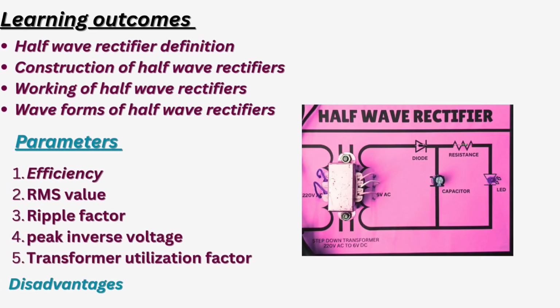In today's video, we'll learn about the half wave rectifier. This is one type of rectifier. In this video, we will see the complete information about the half wave rectifier, like its definition, its construction, its working, and the waveforms. And also we will see the parameters of the half wave rectifier, like efficiency, RMS value, ripple factor, peak inverse voltage, transformer utilization factor. And also we will see the disadvantages of this half wave rectifier.